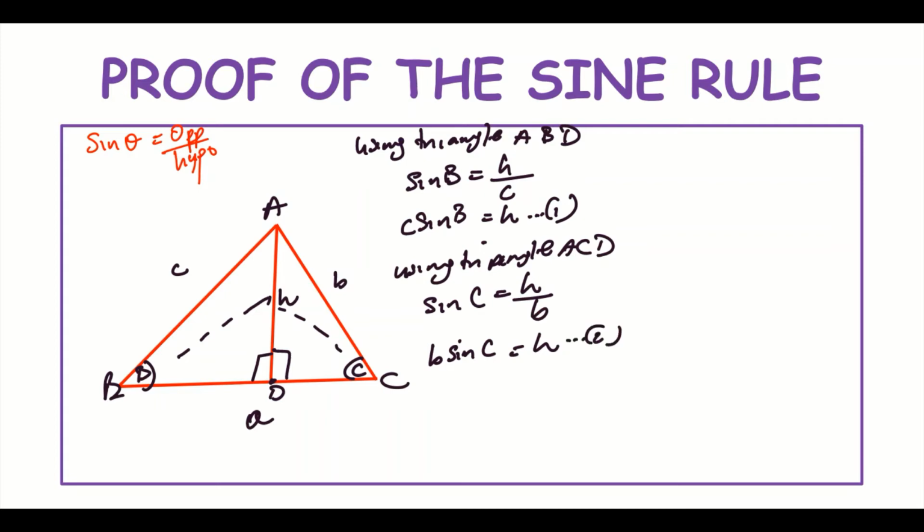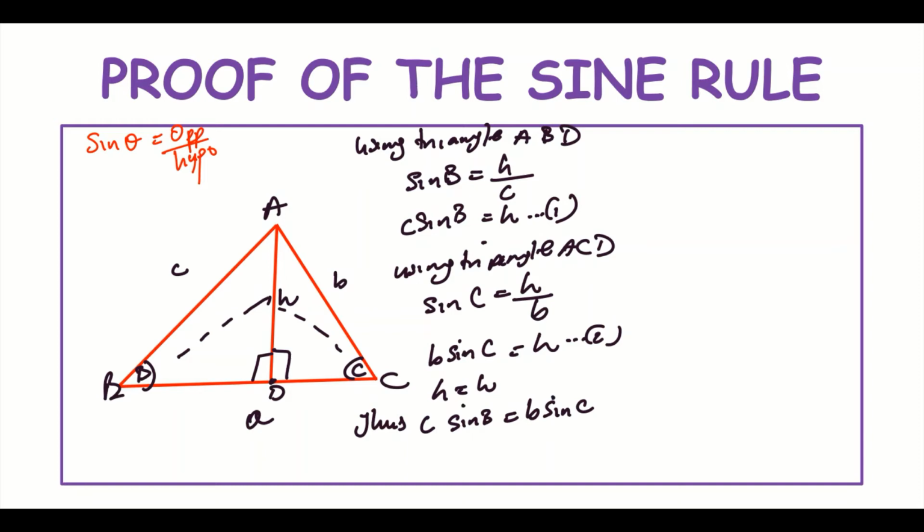Now, looking at equation 1 and equation 2, we realize that we have two expressions for h, so h is equal to h. Thus, since h is equal to h, we know that c sine B is equal to b sine C.